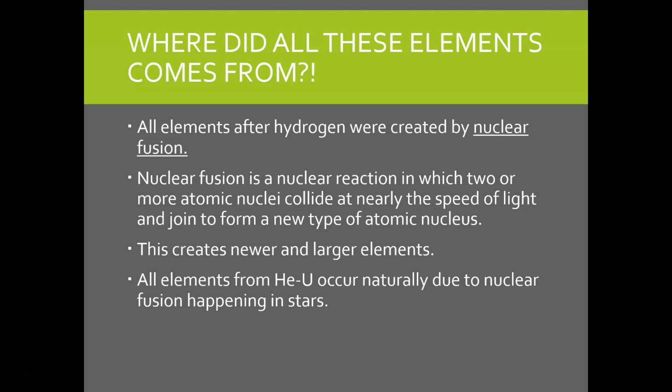All elements from helium to uranium, which you learn for your periodic table test, occur naturally due to the nuclear fusion that's happening in the stars. So they are brought to Earth from the nuclear fusion that has occurred in stars. However, all elements past uranium on the periodic table are man-made, where we have created the nuclear fusion reaction that has created the new elements past uranium.